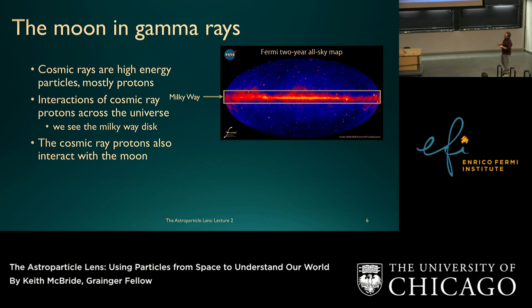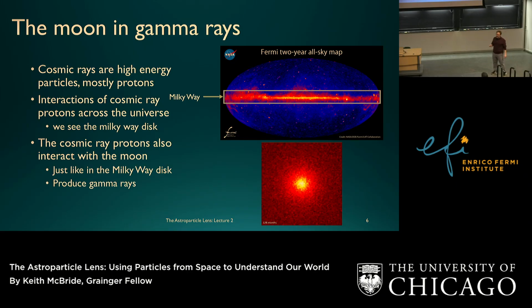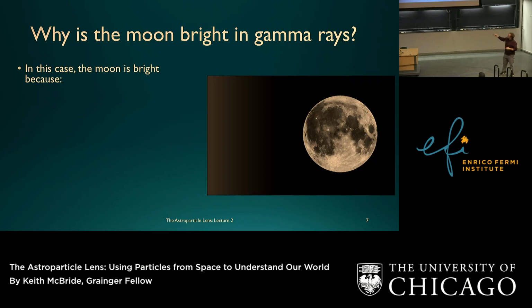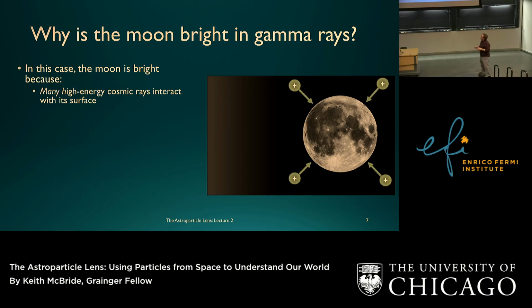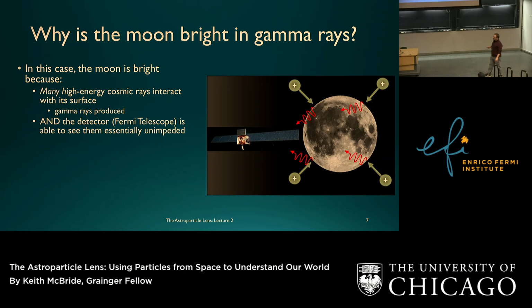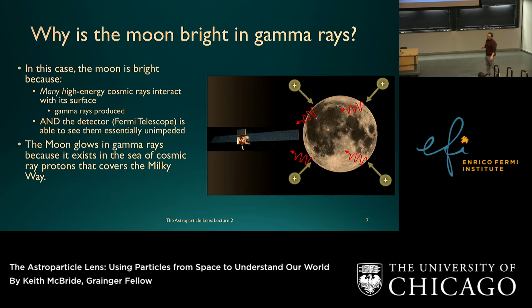But those cosmic ray protons are also interacting on the moon. And just like in the Milky Way disk, this produces gamma rays. And so what you're actually seeing when you look at the moon with the Fermi Gamma Ray Telescope is cosmic ray protons colliding on the moon, producing gamma ray emission. Okay? But why is the moon bright then in gamma rays? Why is it so bright that you can see certain regions of the moon that are brighter than others? The reason the moon is so bright is because you have many high energy cosmic rays interacting, producing these kinds of gamma rays, and our detector, the Fermi Gamma Ray Telescope, is sitting somewhere pretty close by. And the moon then is glowing in the gamma rays.